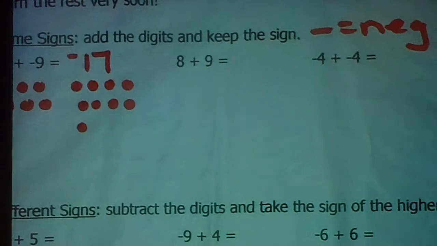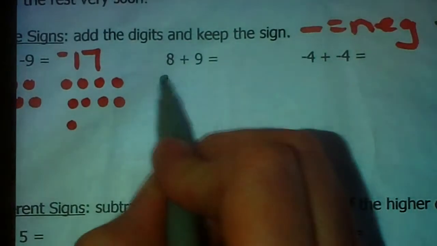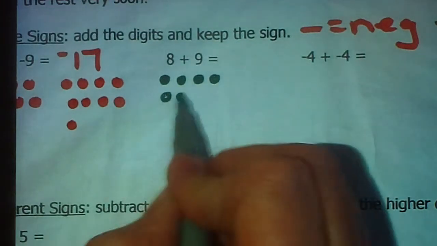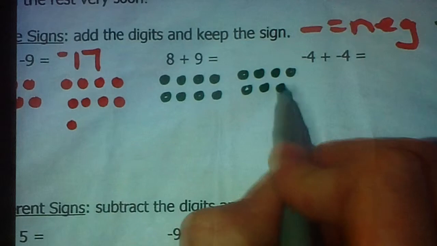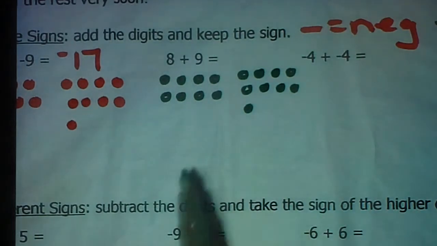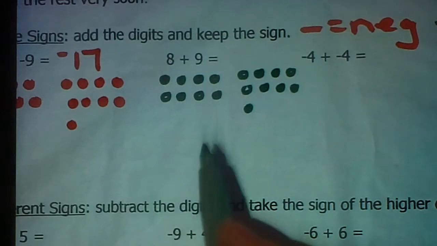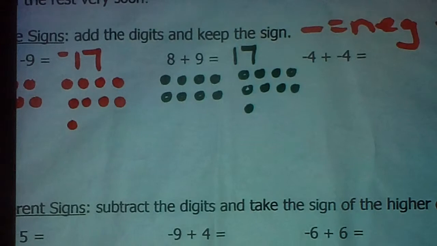So look at the next one. Very similar, except both of these digits are positive. So I'm going to use green. 8 positives added to 9 positives. Now you see a bunch of green dots. 17 of them, as a matter of fact. So that means the answer to 8 plus 9 is a positive 17, and we don't need a little positive sign. Just 17 will work. Mrs. Trombley is going to take care of the next 2.